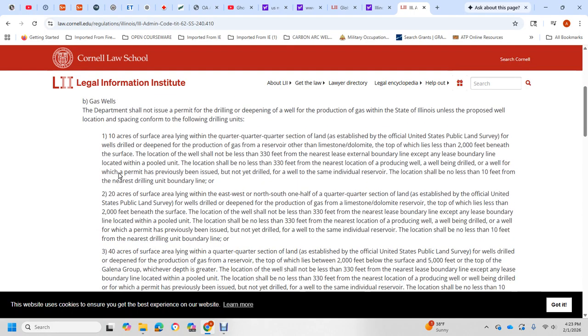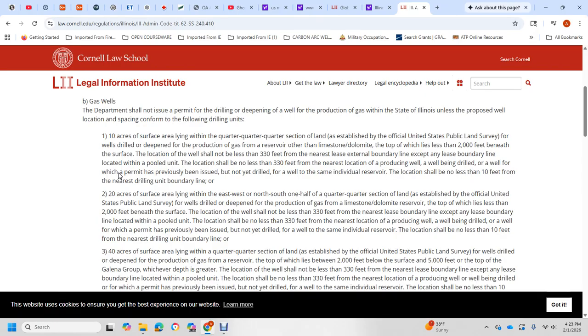The department shall not issue the permit for the deepening of a gas production well in the state of Illinois unless the proposed well location conforms to the following drilling units and acreage. A square quarter section of land with the official United States Public Land Survey, for a well drilled deep in the production of gas, the limestone and dolomite with the top of the formation less than 2,000 feet beneath the surface. The location of the wells shall not be less than 330 feet from the nearest lease external boundary line; any lease boundary line located within a pool unit, with a location not less than 330 feet. The nearest location producing well, or a well being drilled, or a well for a permit that has been issued with the well not yet drilled.